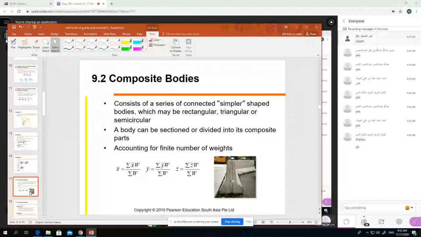We'll go to the composite body. What is meant by composite body? Before that, I ask you a question. Suppose this is a rectangle. Oh, I drew it wrong. We have a rectangle, with height 2 and width 5. Tell me where its center will be.